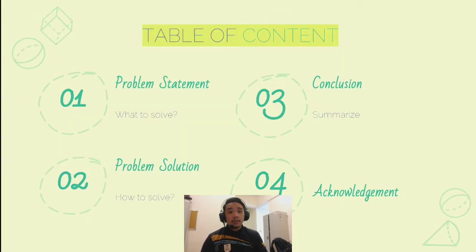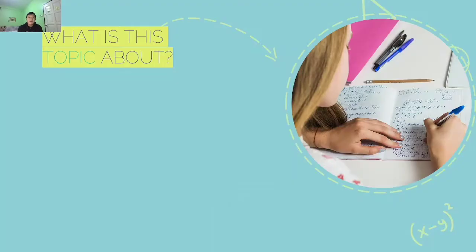So for the table of contents, we have four things here. First, the problem statement. What is the problem statement? It is what to solve. What are we going to solve? Then we have the problem solution, so how to solve it. Then we have the conclusion to summarize everything. And the fourth one would be the acknowledgement, to acknowledge our lecturer and the people who helped us for this assignment.